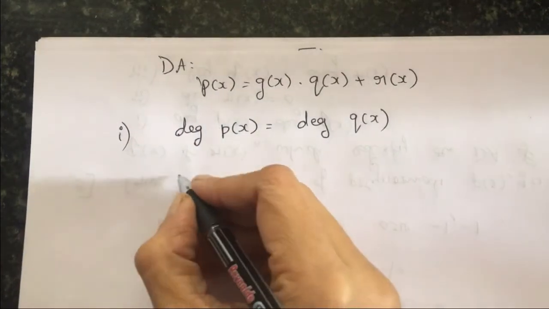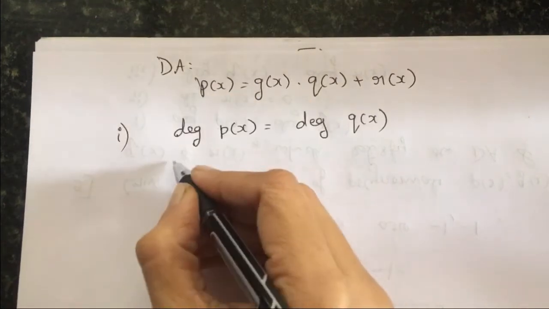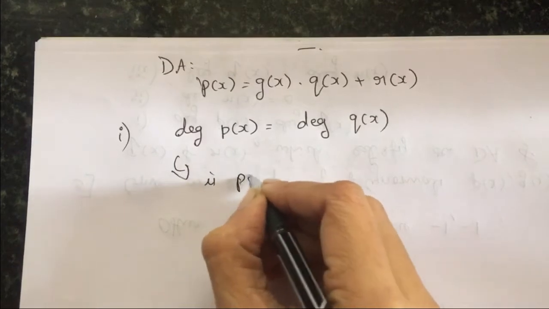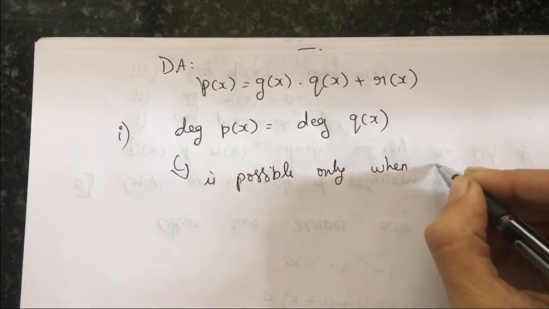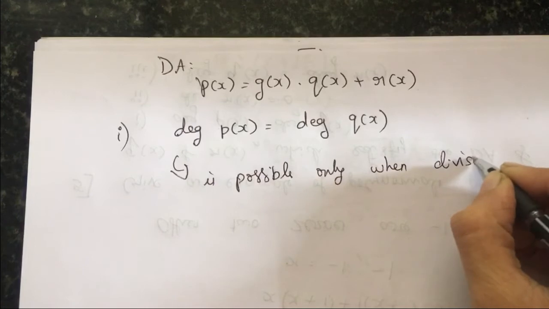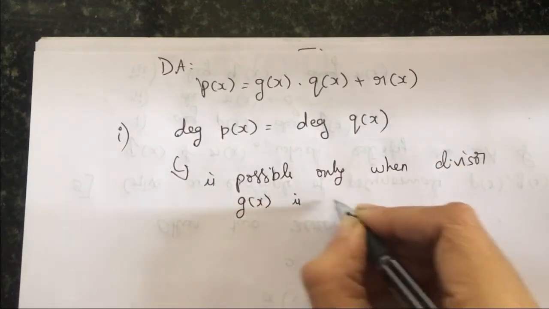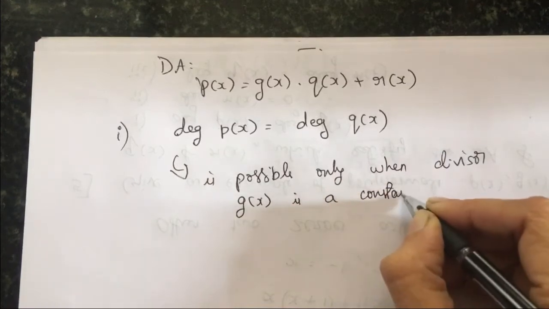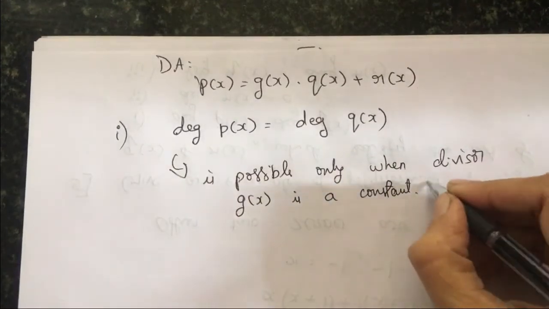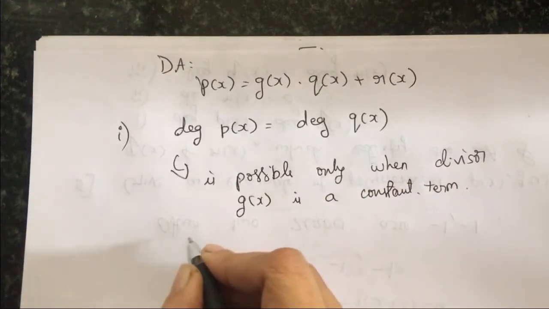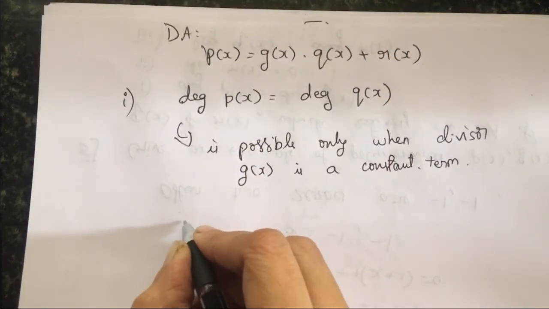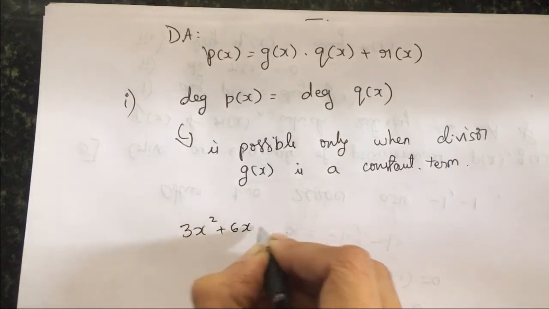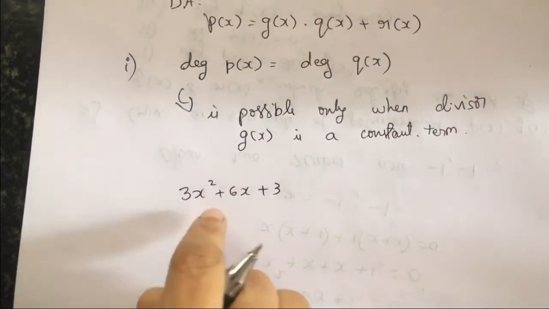So let me write it: this condition is possible only when the divisor, in the sense g of x, is a constant term. It's not a polynomial, I mean it's just a constant. So for that sake I'll take a polynomial, say 3x square plus 6x plus 3, just as the previous one we did. Now this, I have taken as p of x.